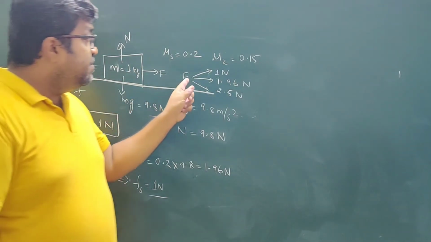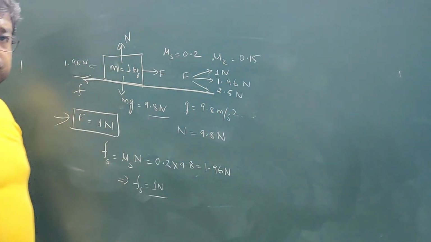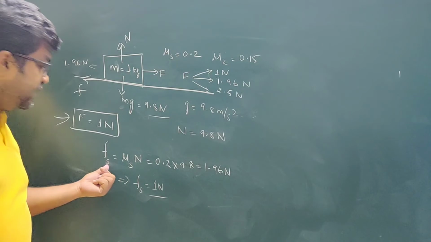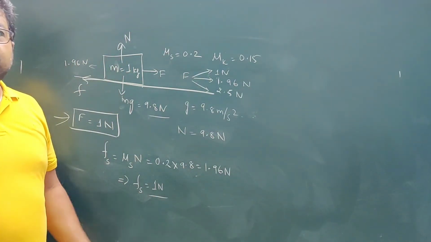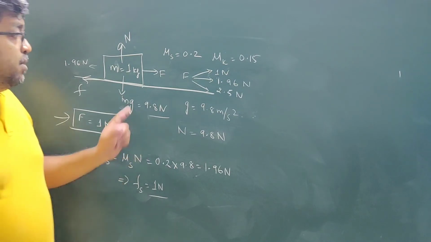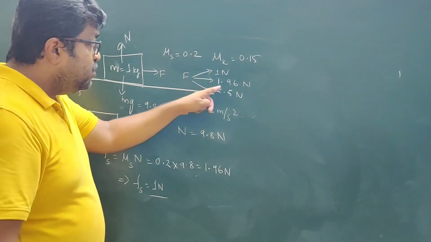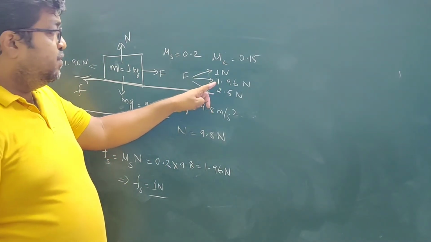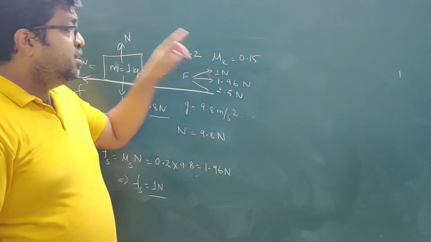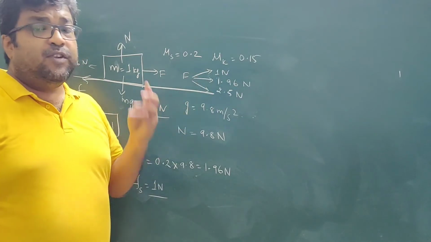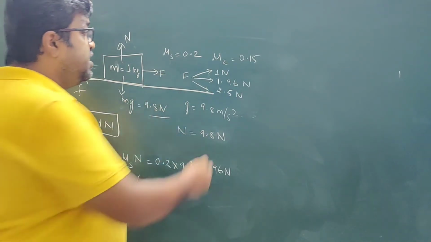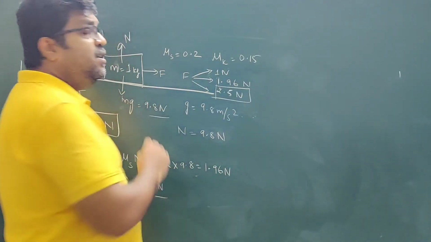Now similarly, when we apply a force of 1.96 Newton, again the static friction value will be 1.96 Newton, because the block is still not able to move. So for the second case also the friction force is 1.96 Newton. When the applied force is 1 Newton, the friction force is 1 Newton. Third case, when the applied force is 2.5 Newton.